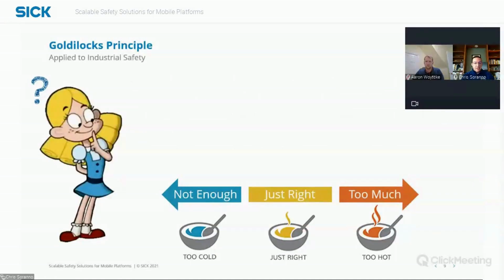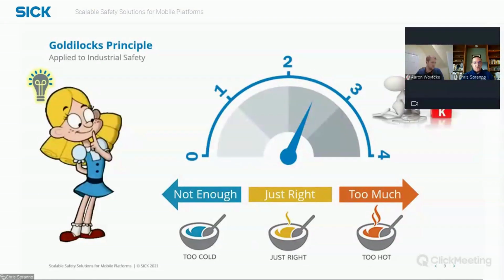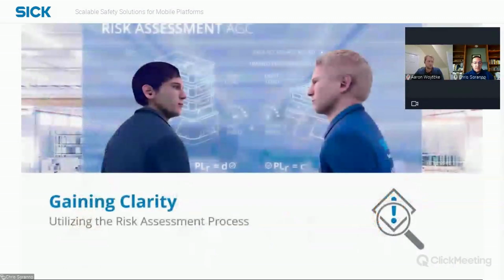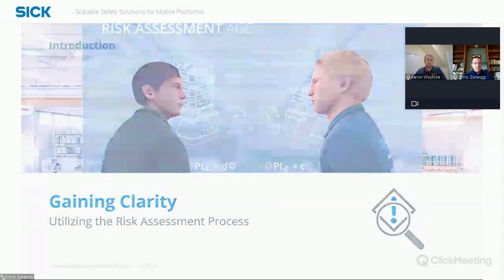So as we apply this Goldilocks principle to industrial safety, the best way to take the subjectivity out of this is to base it on a risk assessment. Evaluate the risk. Depending on the level of risk, we will determine where those thresholds of just right are. That leads us into the next step, which is how do we fix this misconception, and how do we gain clarity by utilizing the risk assessment process as it's been defined for 30 plus years.